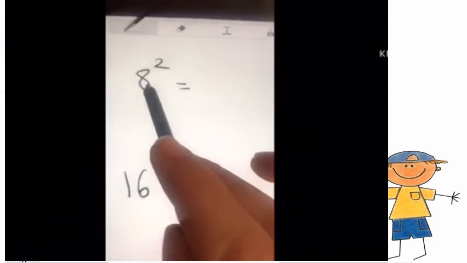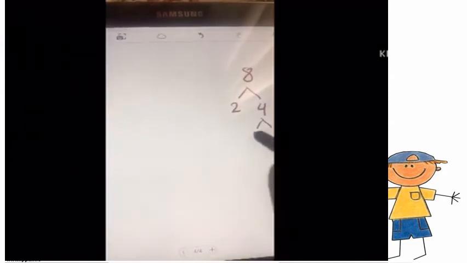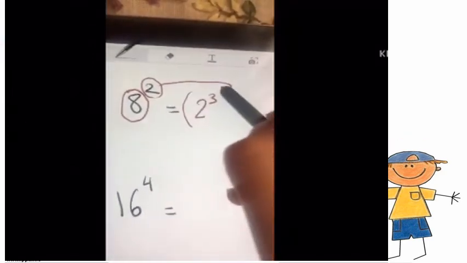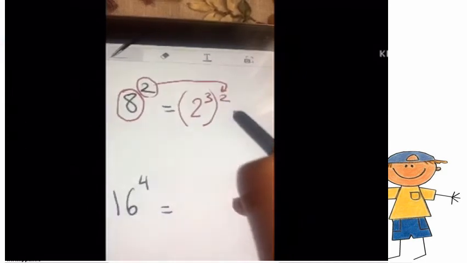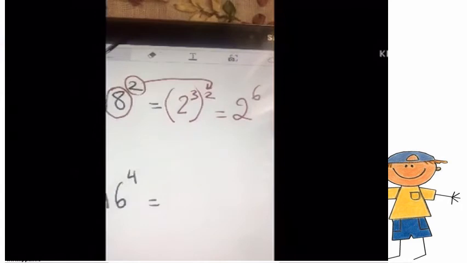Okay, now 8 squared. How can I write 8 as a power? You can decompose it here 2 times 4, or you can write it here 8. It's 2 times 4, and 4 it's 2 times 2, so 8 it's 2 cubed. So instead of 8, we can write 2 cubed, and we still have this exponent, this one, we put it outside, which is 2. Now you multiply the exponents to get 2 to the power 6.